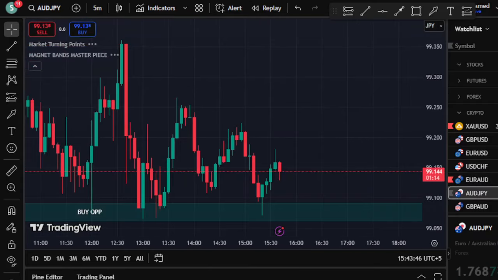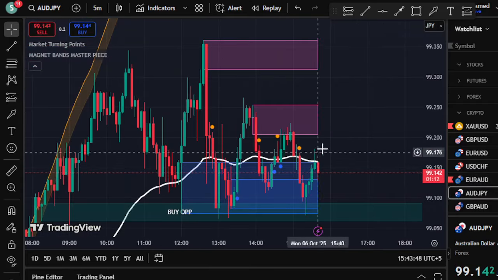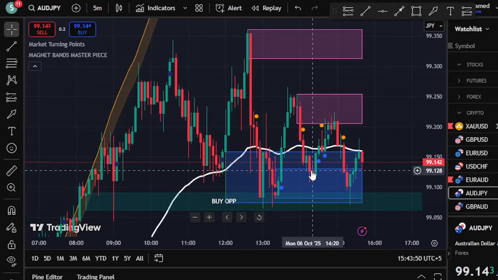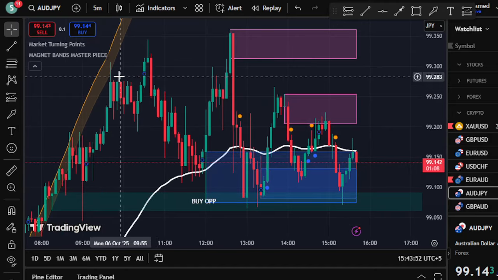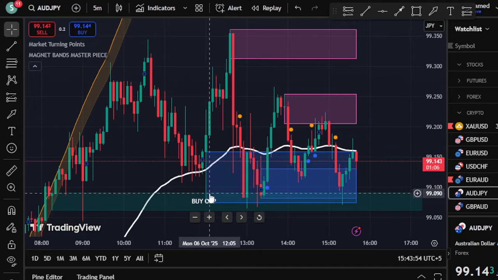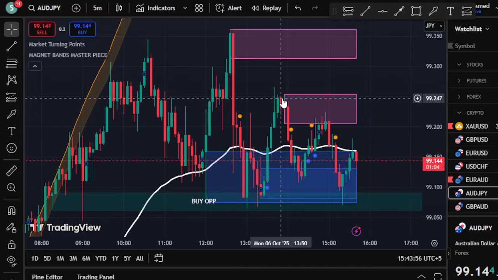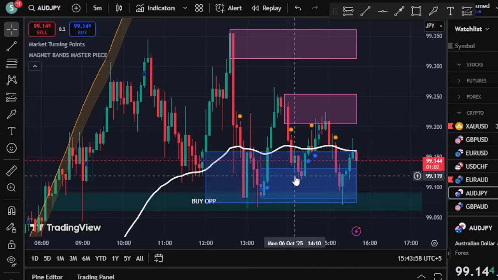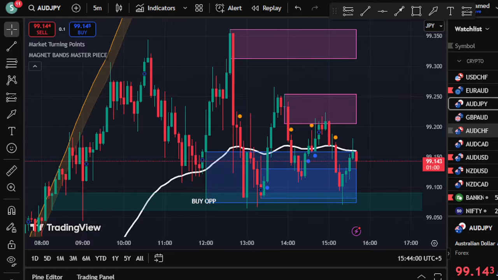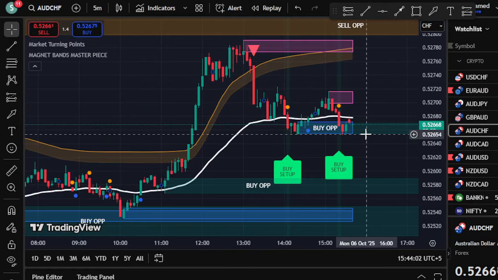Let's see where I have a perfect example. Now just look at this one. The price is coming from the upper side, it made a bearish breakout here, then just look, the price reversed. Again a bearish breakout, the price reversed. So this is how you can work with that method.